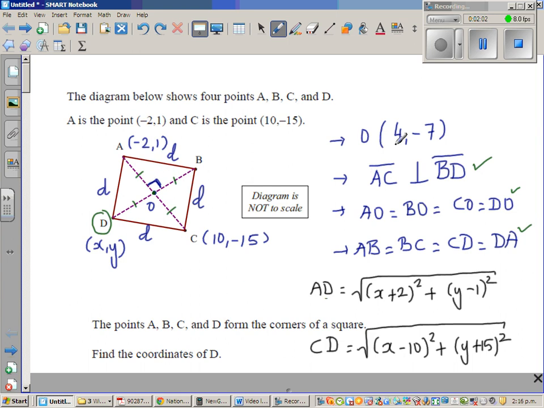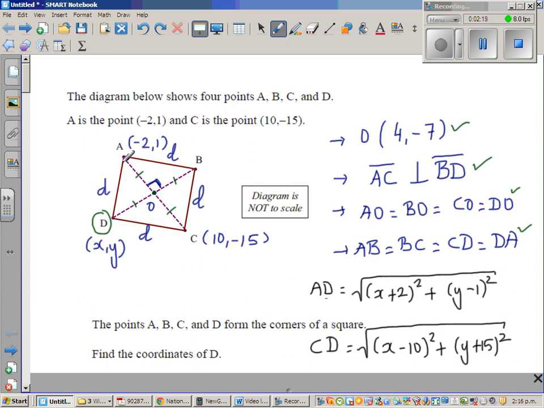And of course, O is the midpoint of AC. So adding the x coordinates, you get minus 2 plus 10 is 8, divided by 2 is 4. And if you add the y coordinates, you get negative 14, divided by 2. So this is also clear.